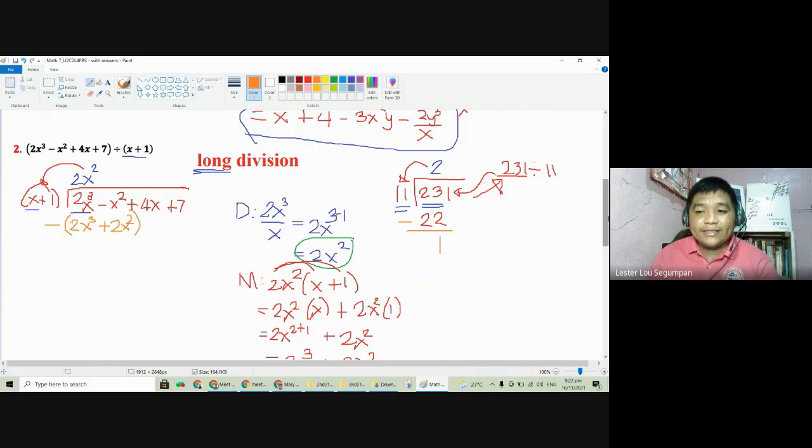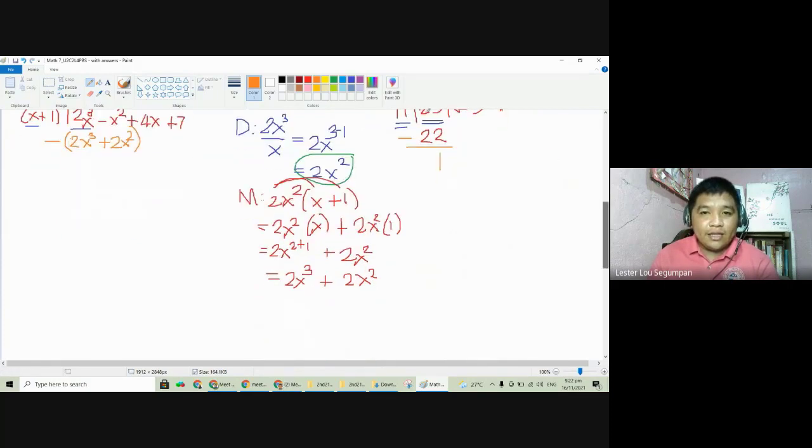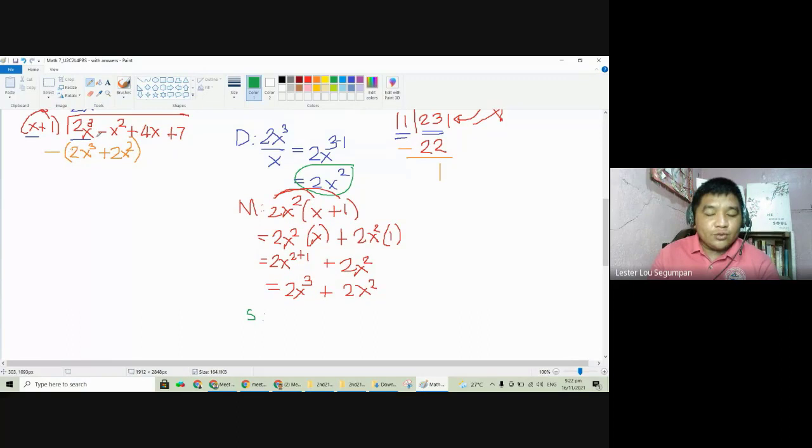My point is when we are going to do this, let me subtract. Okay, I will be using green here. Subtraction. We're going to subtract this. You can still see the first two terms of the dividend: you have 2x cubed minus x squared. That's your dividend, to be subtracted by the first difference, which is actually 2x cubed plus 2x squared.